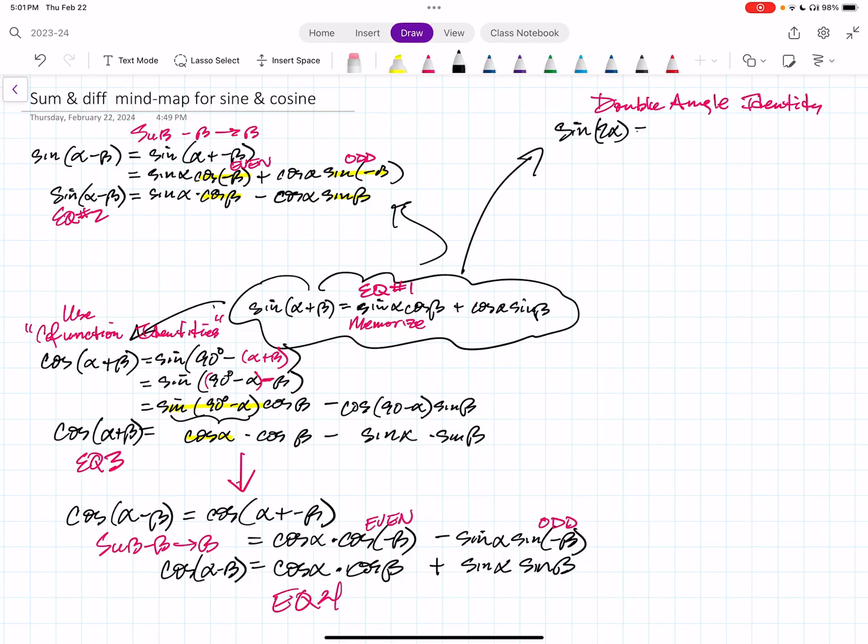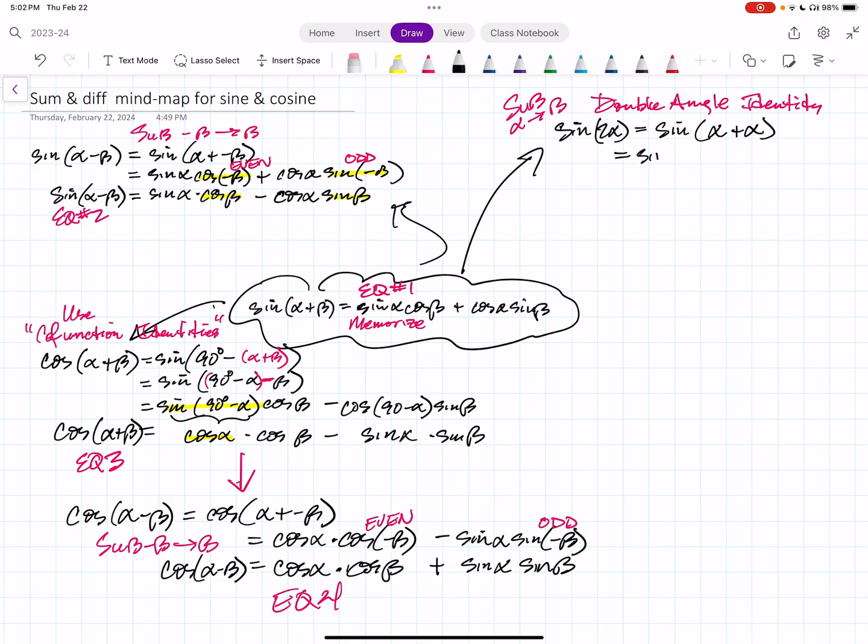So here, how can I do that? Well, 2 alpha is just alpha plus alpha. So I know that this can be written as sine of alpha plus alpha. Well, then I just use the sine expansion. All I do is substitute alpha in for beta and go for it. So I'm going to write that down: substitute alpha in for beta and then simplify.